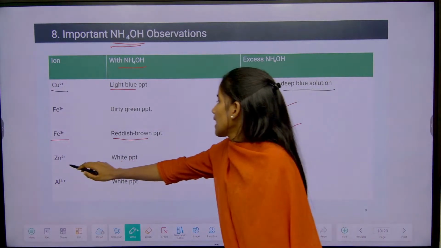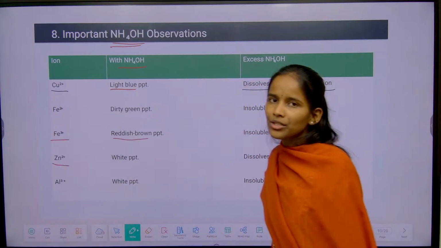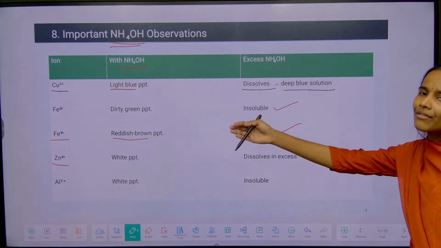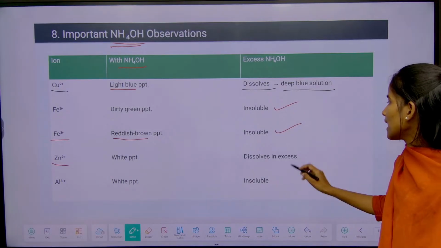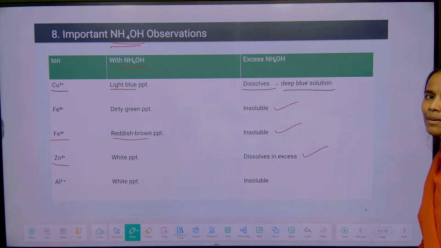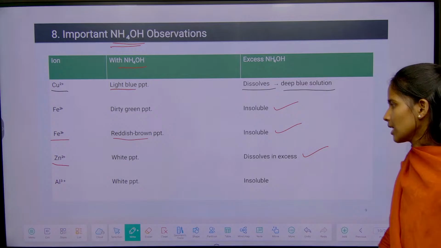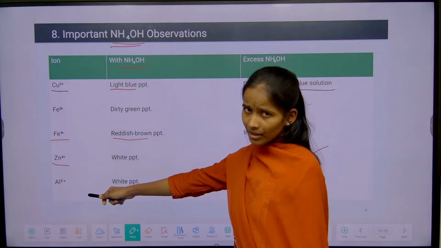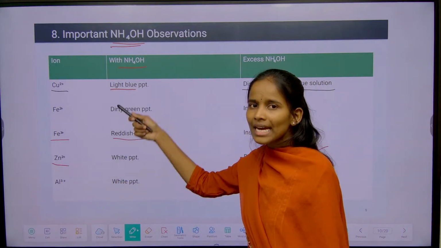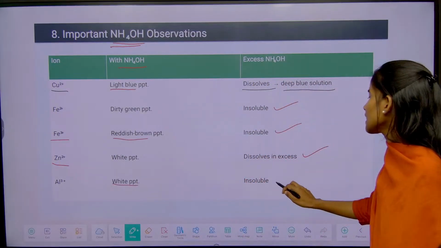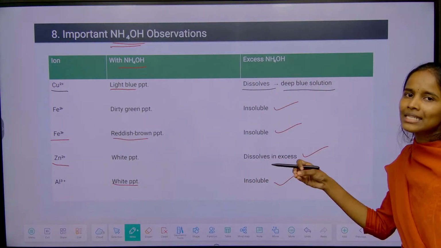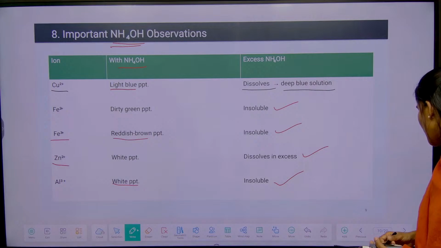Next, Zn2+. We will get a white precipitate by the reaction with ammonium hydroxide. Then if you add excess amount, what will happen? It will dissolve. Next, if you take aluminium salt solution and add ammonium hydroxide solution, you will get a white precipitate which is insoluble in the presence of excess ammonium hydroxide.